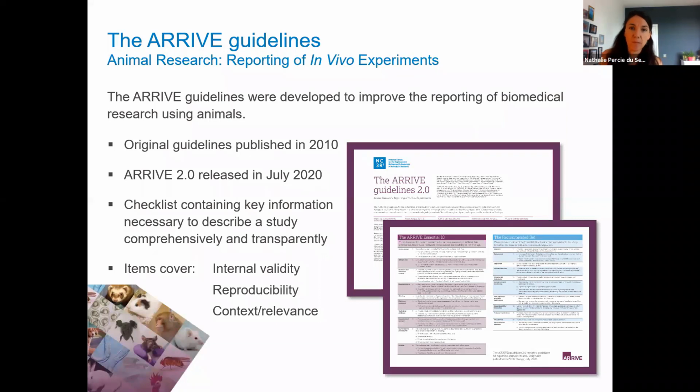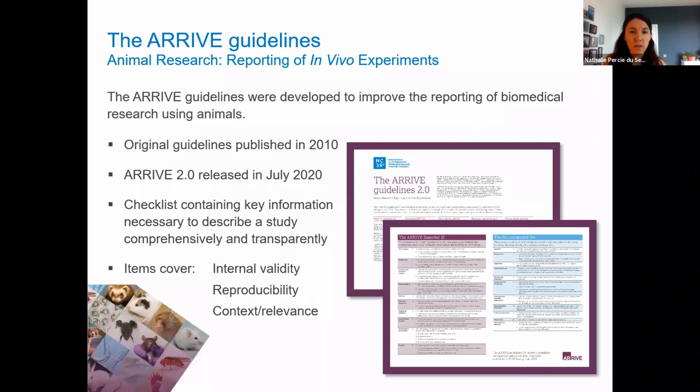So I'm going to start by presenting the guidelines. The RAB guidelines were developed to improve the reporting of information in animal research publications. They were originally published in 2010, and they have been revised for the last few years. The updated guidelines, RAB 2.0, were released in July 2020. The guidelines consist in a checklist of items that have to be included in the manuscript to ensure comprehensive and transparent reporting. So all these items are important for different reasons.